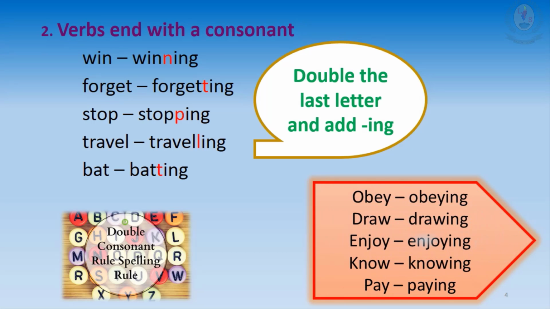But there are some exceptions. Look at these verbs: obey, draw, enjoy, know, pay. The last letter is a consonant letter. But do we double the last letter when we add ing? No. Why is that? These verbs are not monosyllabic words.